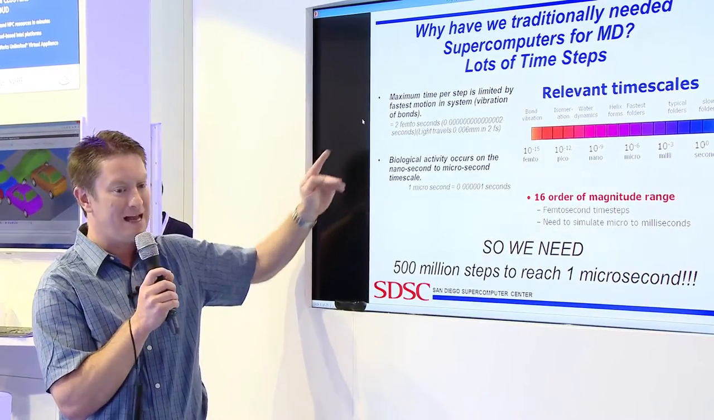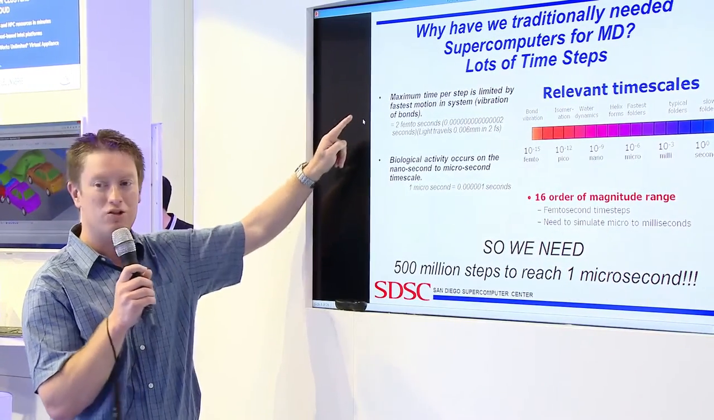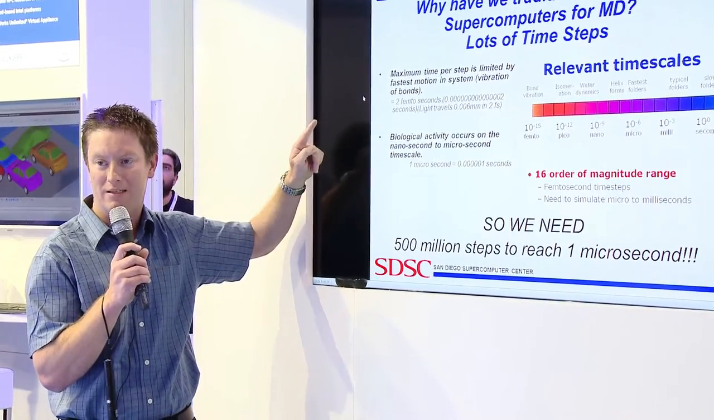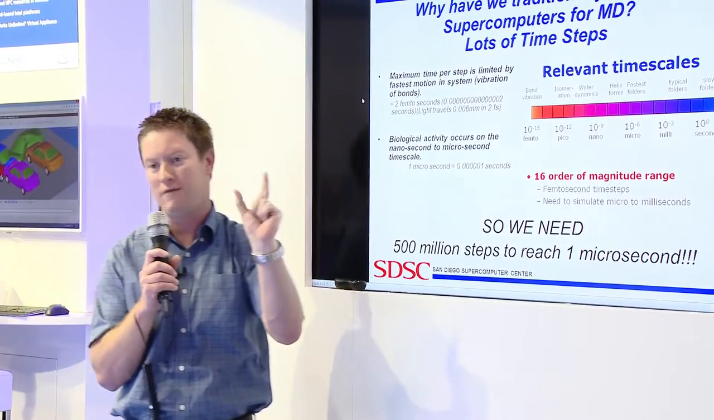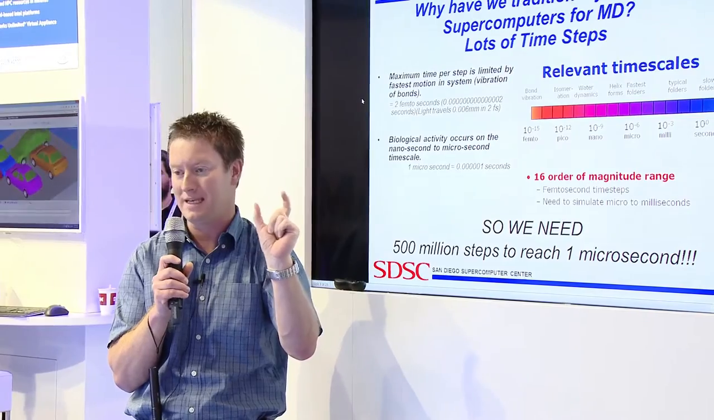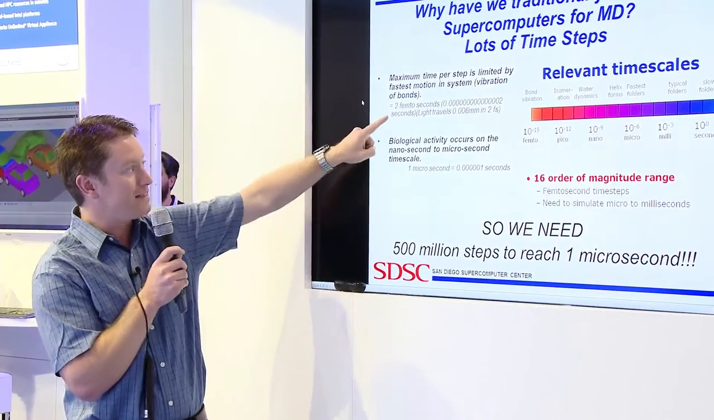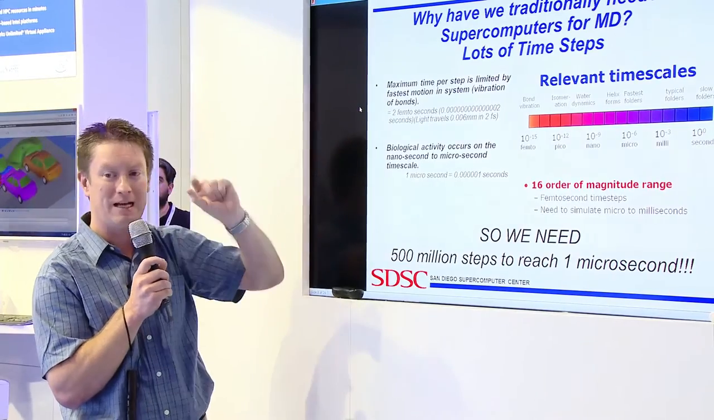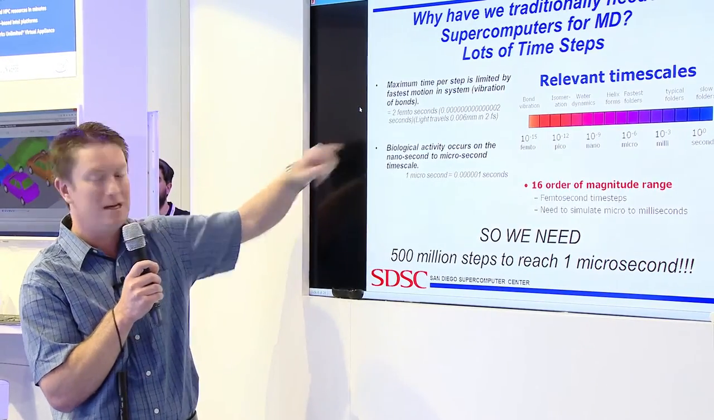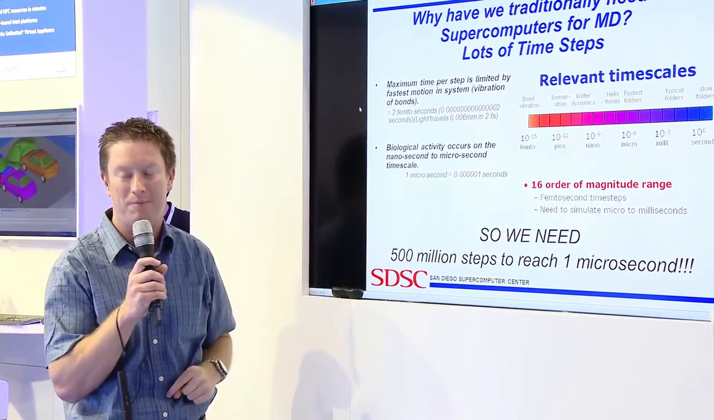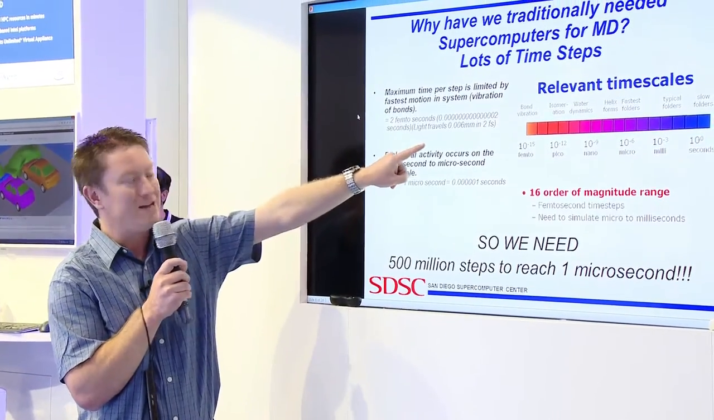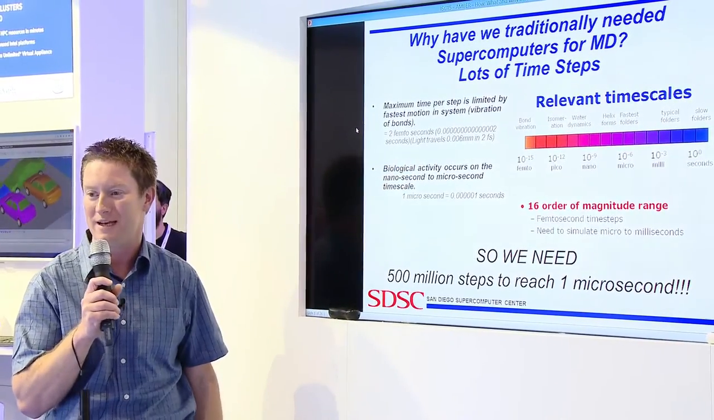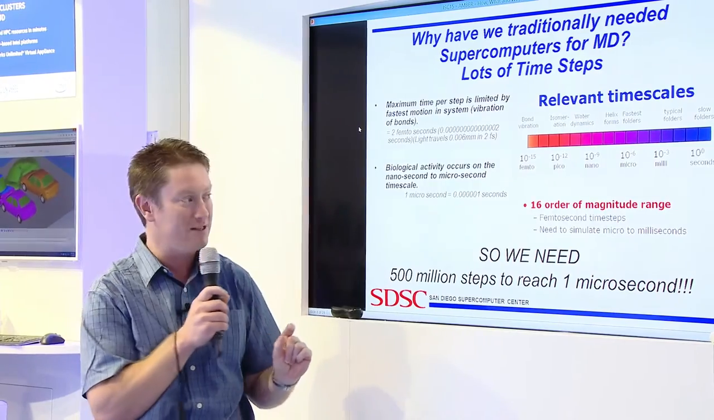And the problem comes down to that we're constrained by our fastest motion in our system, right? And that is the vibration of a hydrogen atom, like a CH bond, for example. That's about 10 femtoseconds for the vibration. This limits us to a 2 femtosecond time step per step. Light travels 6 microns in 2 femtoseconds, right? That's a very, very short period of time.